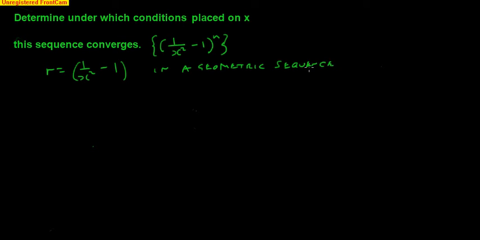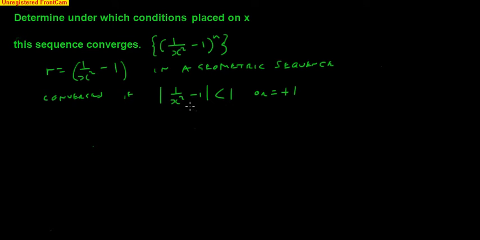Now the condition for convergence is that it converges if the absolute value of that, 1 over x squared minus 1, is less than 1, or if it equals plus 1. If it's less than 1 it'll converge to 0, or if it equals plus 1 it'll converge to 1. Okay, so we've got those two things, so we just have to solve this inequality, or the plus 1, and away we go.